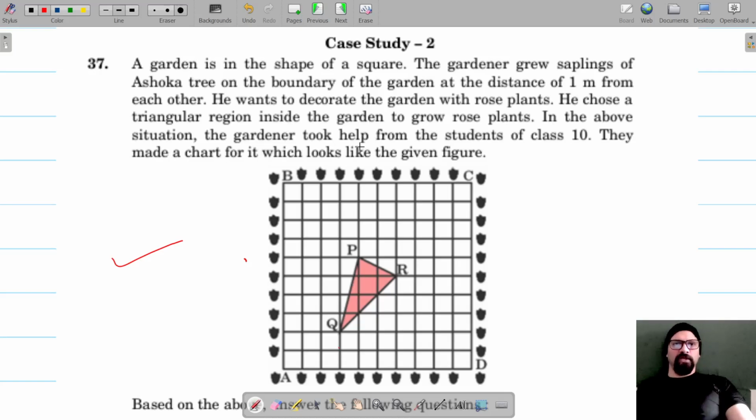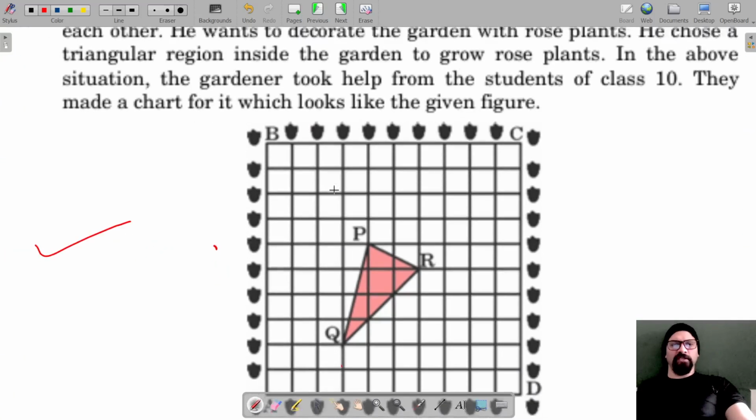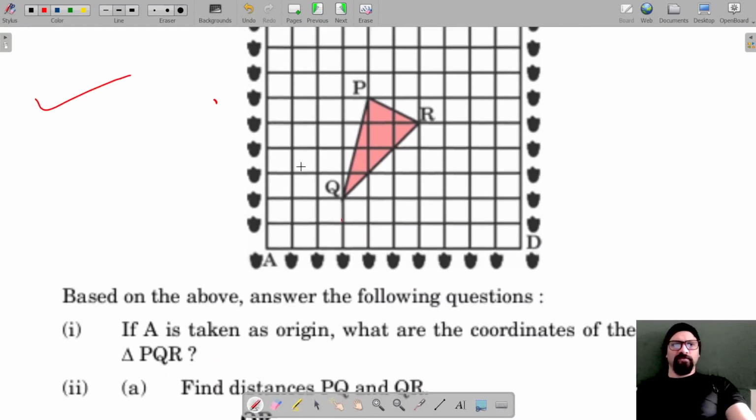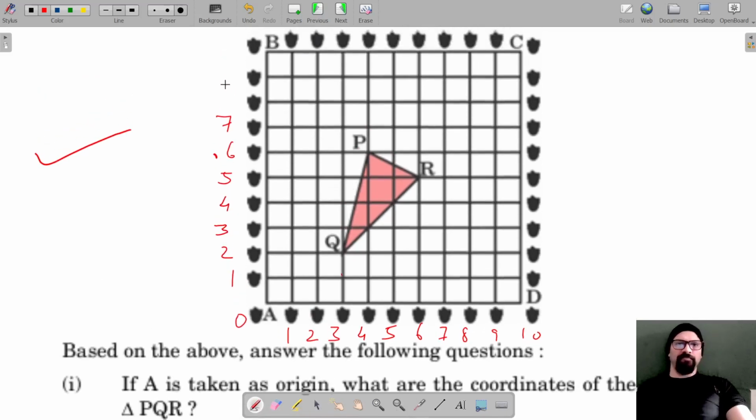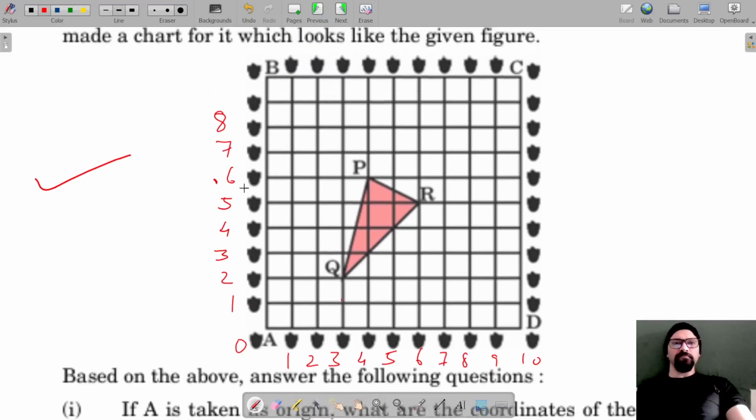In the above situation, the gardener took help from the students of class 10. They made a chart for it, which looks like the given figure. So these saplings are at a distance of 1 meter, and O is the origin. So this is 0, this is 1, 2, 3, 4, 5, 6, 7, 8, 9, and 10. And this is also at a distance of 1 meter. So these are 1, 2, 3, 4, 5, 6, 7, 8, 9, and 10.